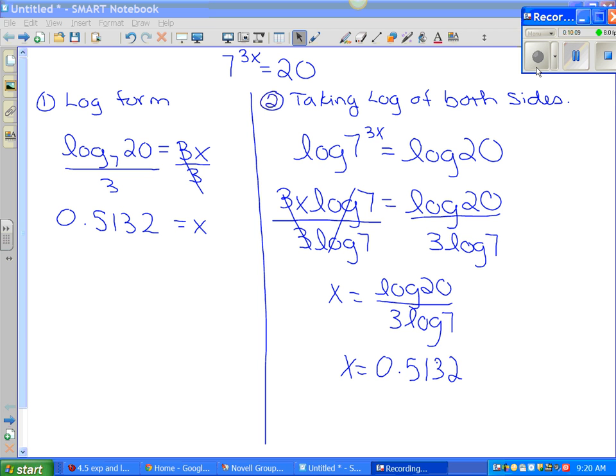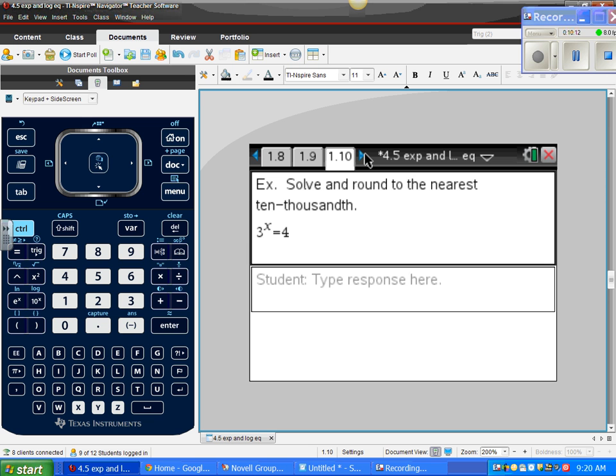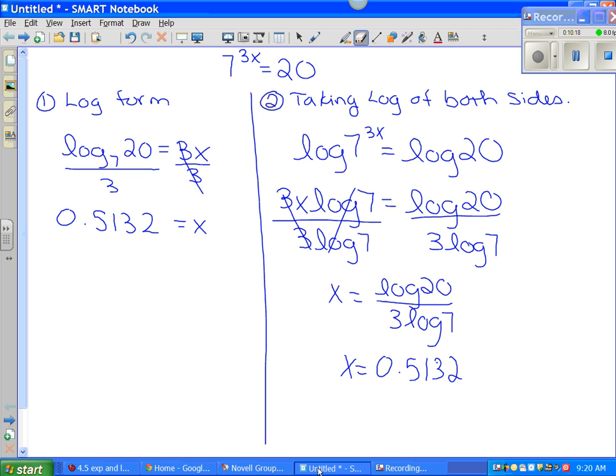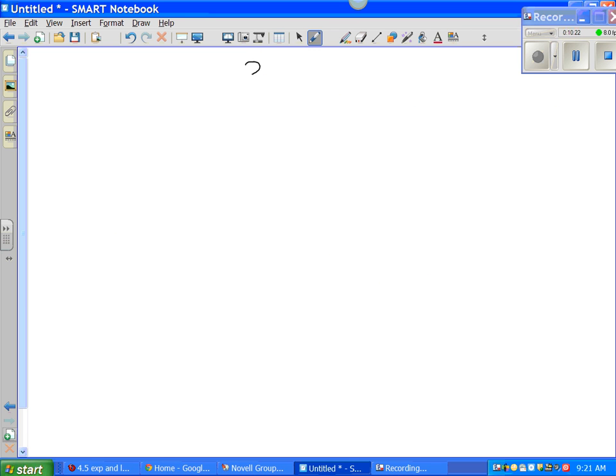Okay, let's take a peek at the next one. 3 to the x equals 4. We're going to do both methods, method 1 and method 2. All right, so I'm going to give you a minute. I want you guys to do these out, see if you can get them on your own, and we'll come back.